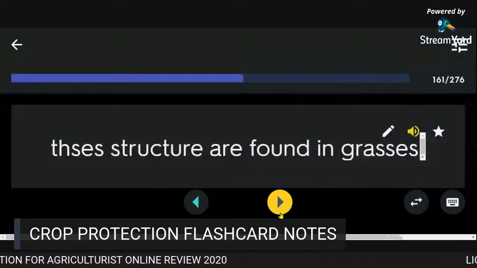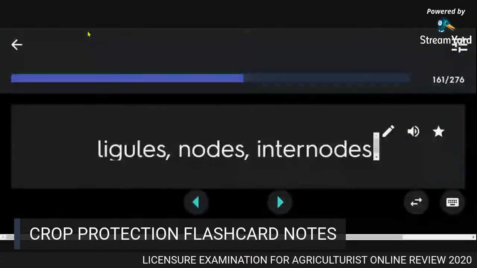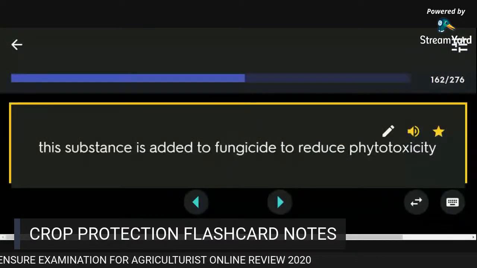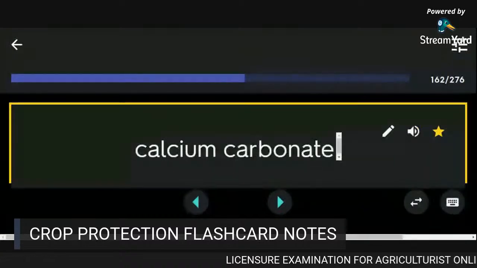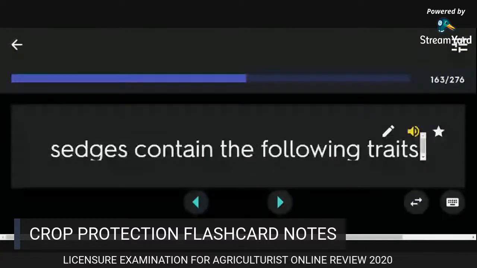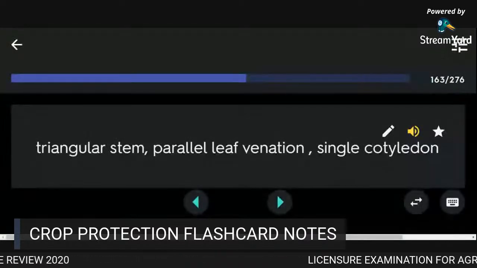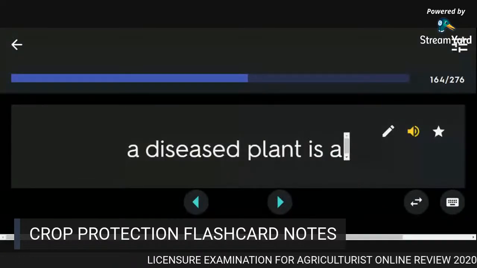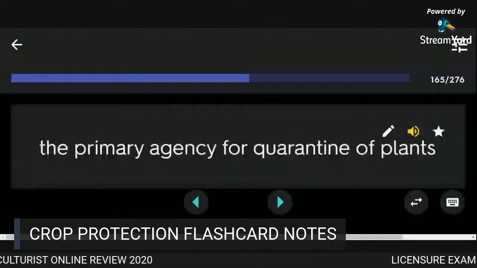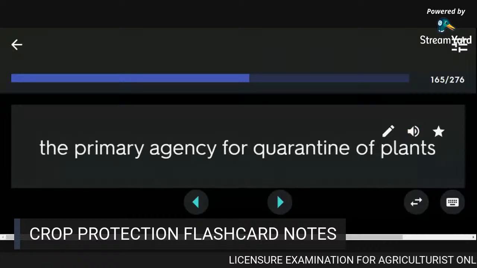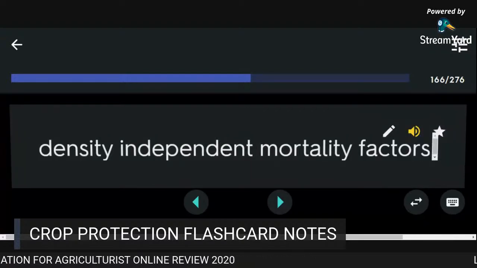These structures are found in grasses. Ligules, nodes, internodes. This substance is added to fungicide to reduce phytotoxicity. Calcium carbonate. Sedges contain the following traits. Triangular stem, parallel leaf venation, single cotyledon. A diseased plant is a suscept. The primary agency for quarantine of plants. Bureau of Plant Industry. Drought. Density independent mortality factors.